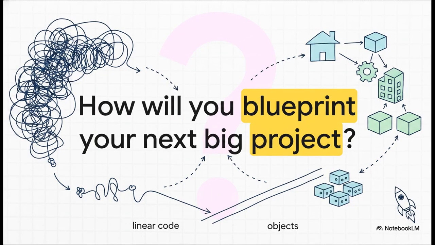Which brings us to our final thought for today. By taking the chaos of thousands of lines of code and mapping it to structured, real-world blueprints, you gain absolute control over your software. So how are you going to blueprint your next big project? Are you going to stay tangled in linear code, or will you embrace the power of objects?